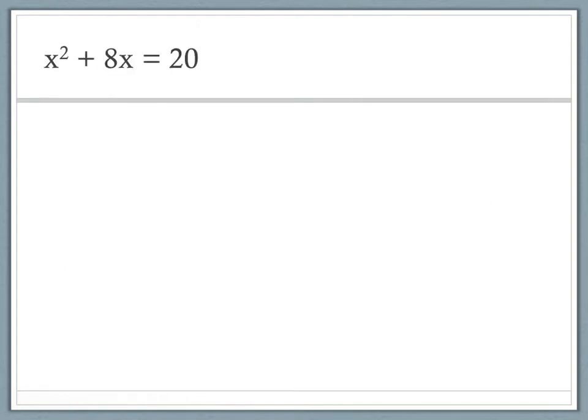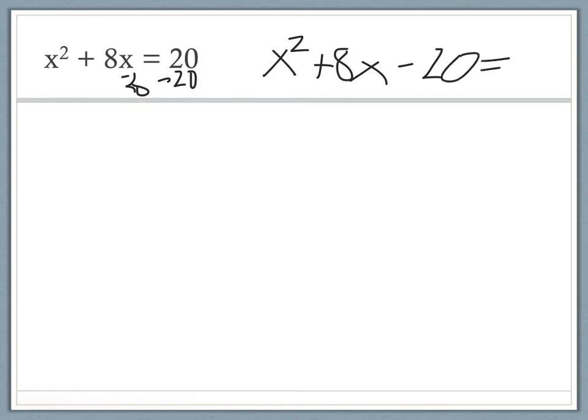Okay, so for this example, one of the big things that I said was important is when you're solving a quadratic, you have to have it equal to 0. So we have x squared, and I'm going to subtract this 20 from both sides so that I can set it equal to 0. So I have x squared plus 8x minus 20 equals 0.